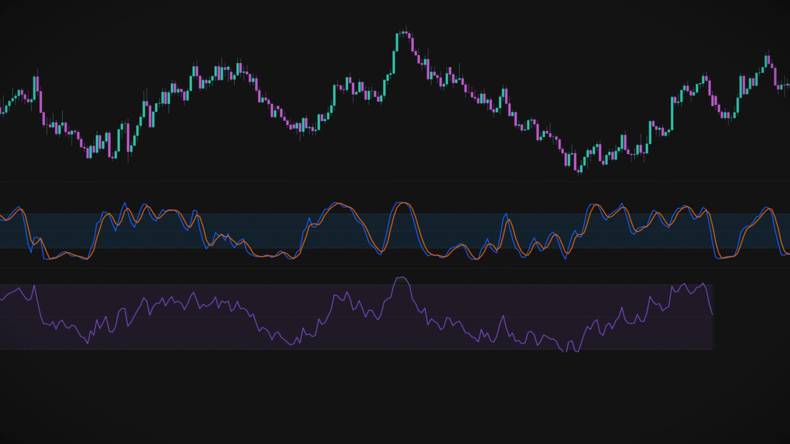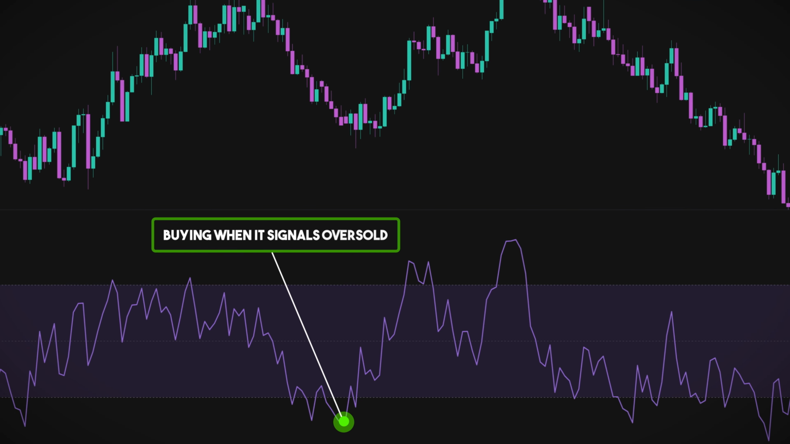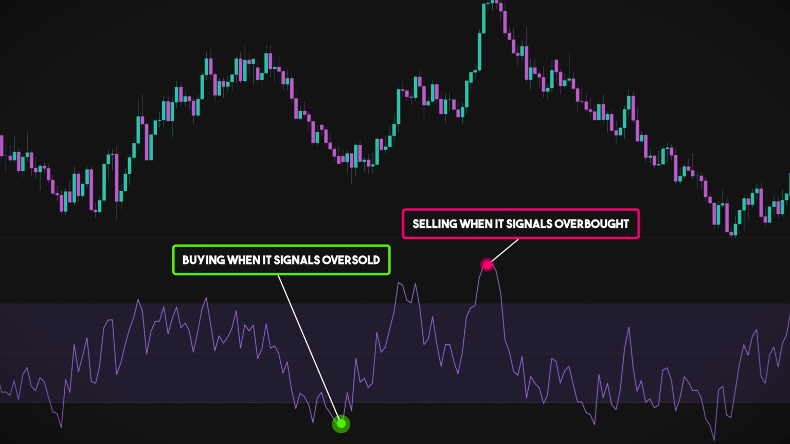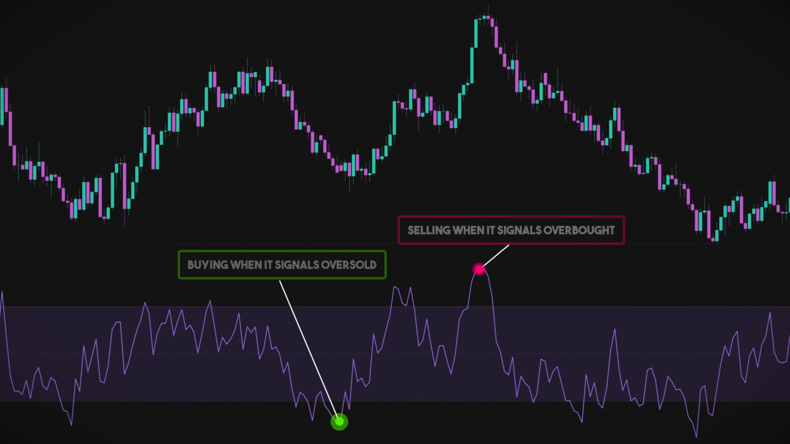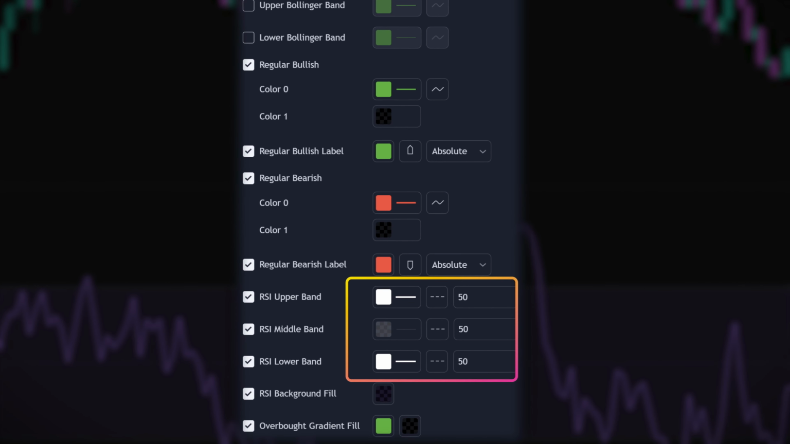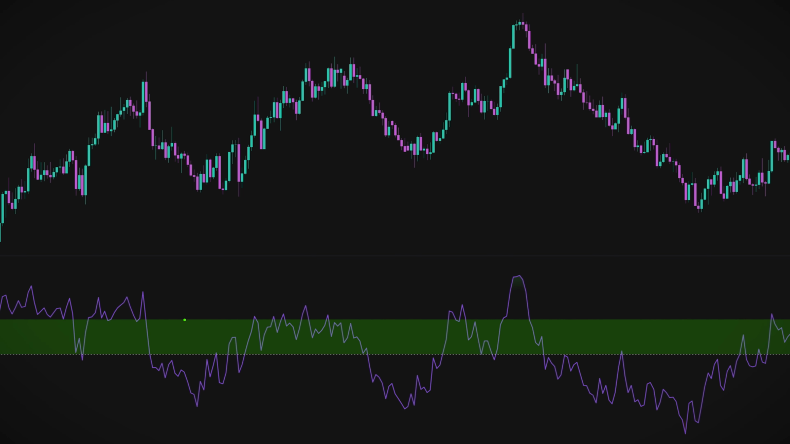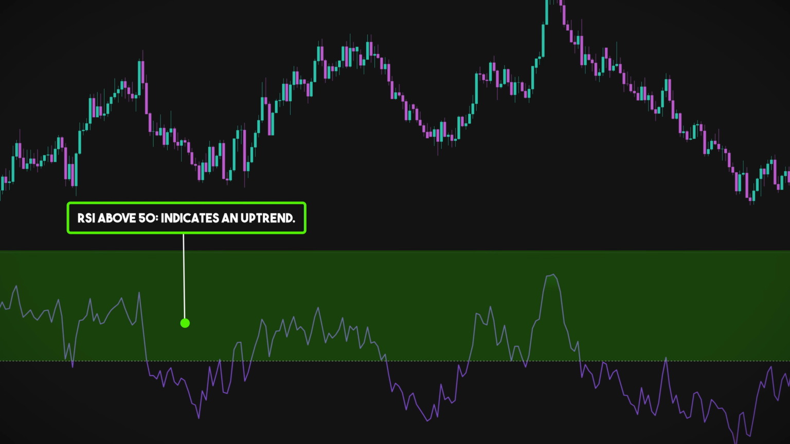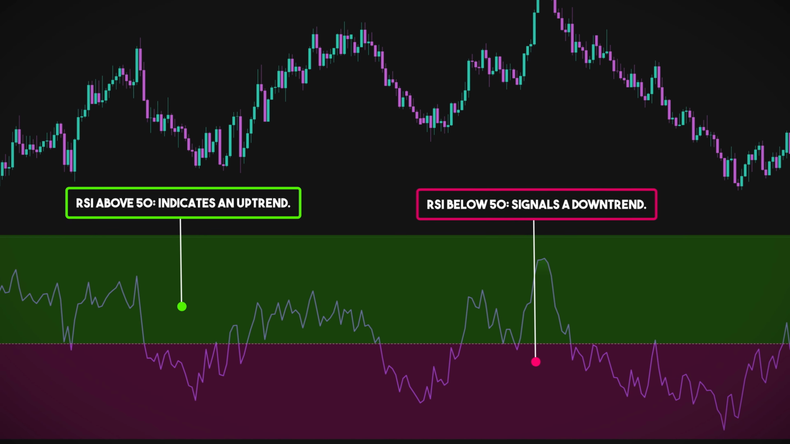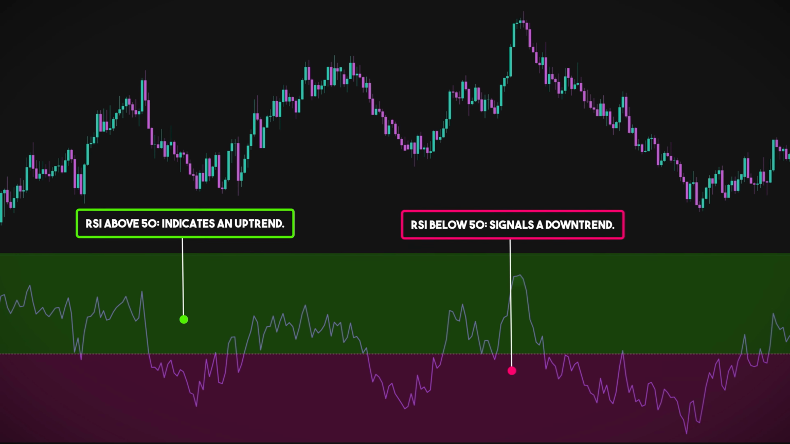The second indicator in this strategy is the RSI, which is another popular tool for identifying overbought and oversold conditions. Since the stochastic already serves this purpose, we use the RSI differently here, to confirm the market trend. Adjust the RSI settings to show a single line at the 50 level. When the RSI is above 50, it indicates an uptrend, so you should focus on buying opportunities. When the RSI is below 50, it signals a downtrend, meaning selling opportunities should be your focus.